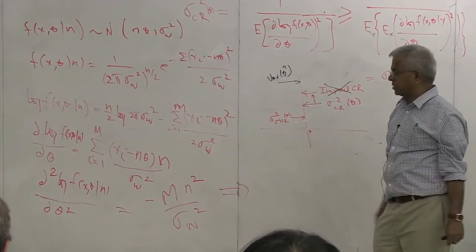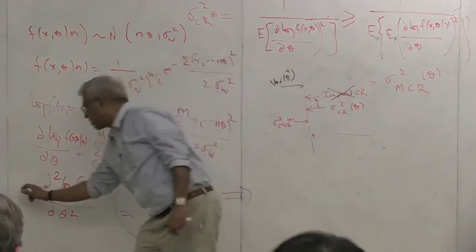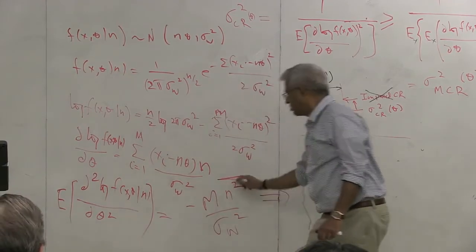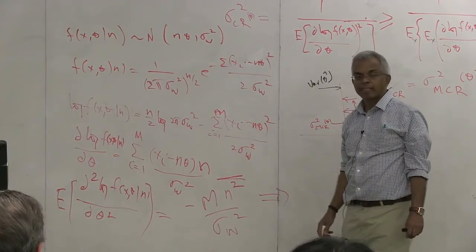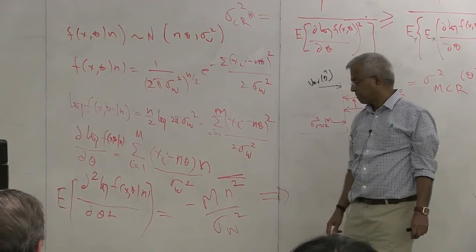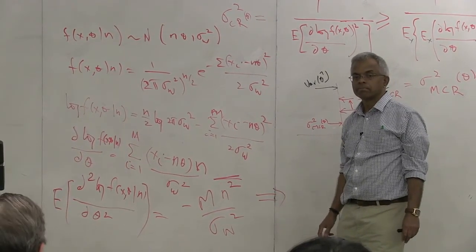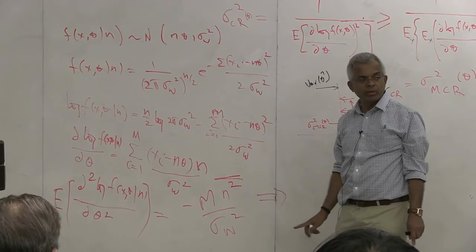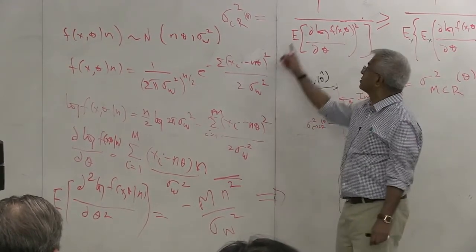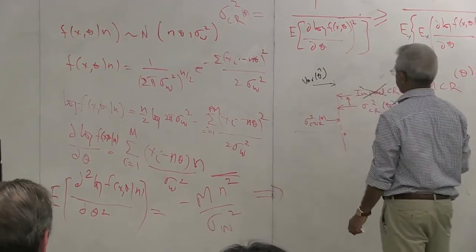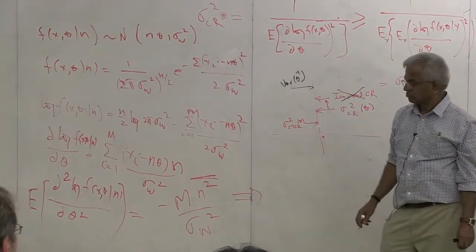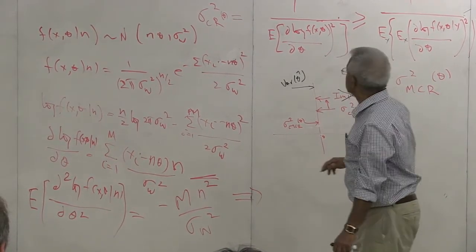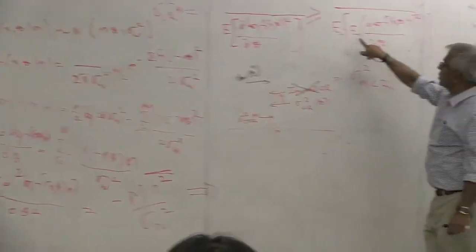Now I should take the expected value. So let me just do it here. The expected value of this quantity is the expected value of n squared. What is the expected value of n squared? N is a Gaussian random variable with mean 0 and variance sigma n squared. For now, this one is given. Right, but look here, I'm trying to compute this.